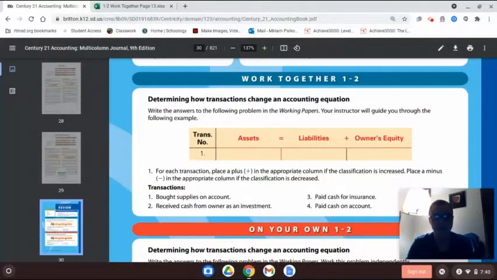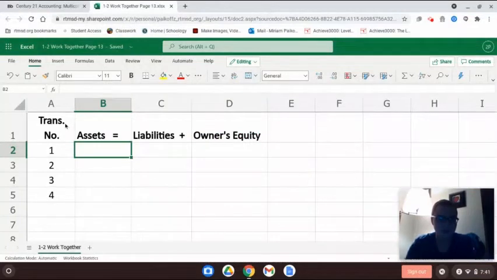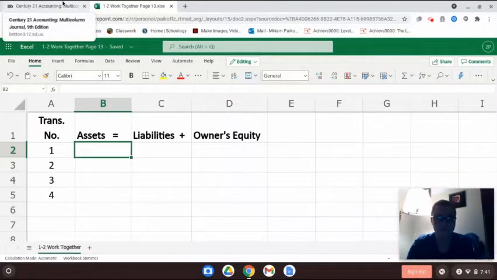in the accounting equation. So the instructions say, write the answers to the following problem in the working papers. Your instructor will guide you through the following example. Number 1. For each transaction, place a plus sign in the appropriate column if the classification is increased, and place a minus sign in the appropriate column if the classification is decreased. And if you look here, we are given some transactions, and I have typed this accounting equation on an Excel workbook, so let me go to that. And if you look here, I have the transaction number, assets, liabilities, and owner's equity. So now let's jump right into the 1-2 work together.